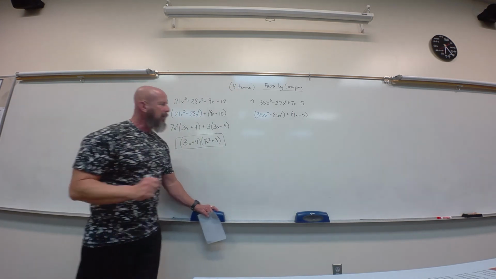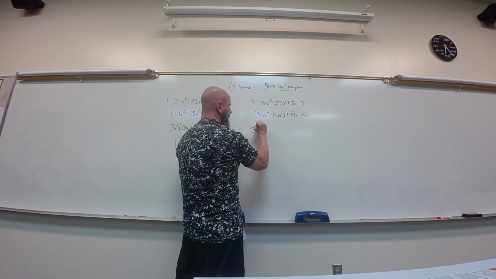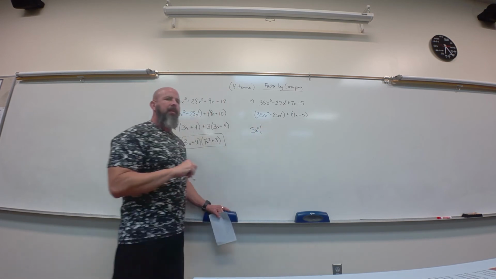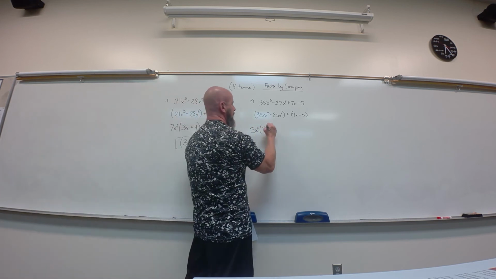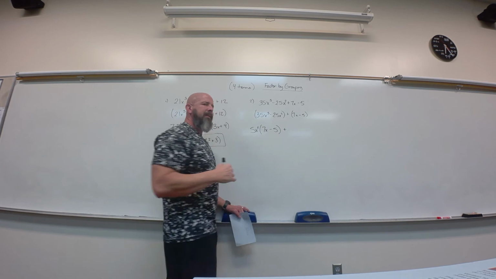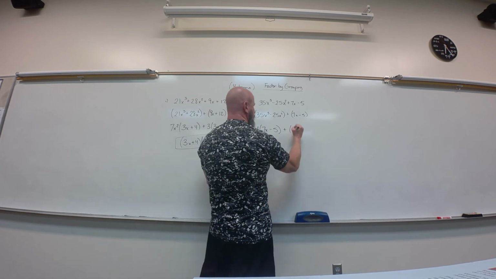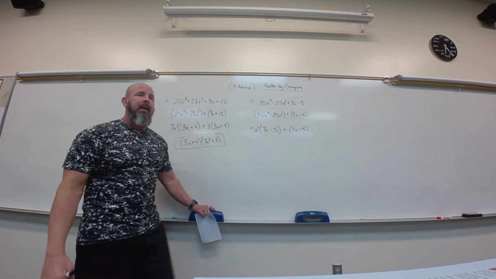In that first pairing, I see a common factor of 5x squared. There's that greatest common factor there. That will leave me then 7x minus 5. I look over at the second term, and I don't have anything in common. I'm just left with that 7x minus 5, which is fine.